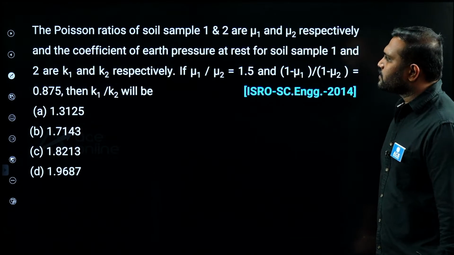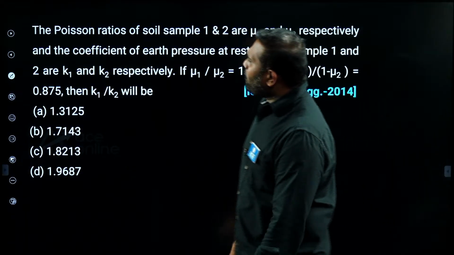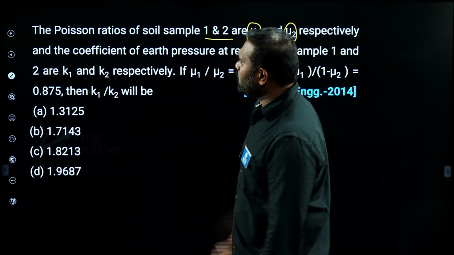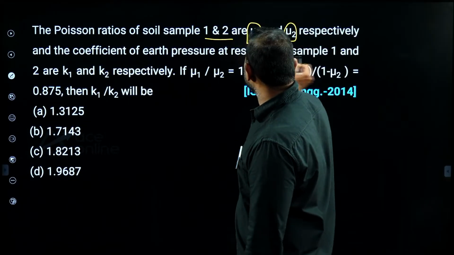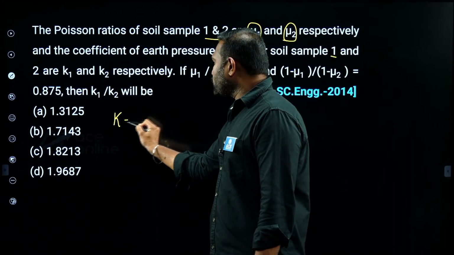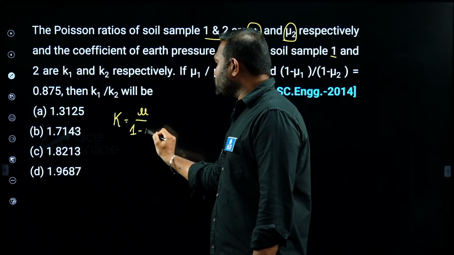Okay, next. Now the Poisson ratio of a sample 1 and sample 2 are mu1 and mu2 respectively, and their coefficients of earth pressure are K1 and K2. Okay. So K is equals to mu by 1 minus mu, that is okay.